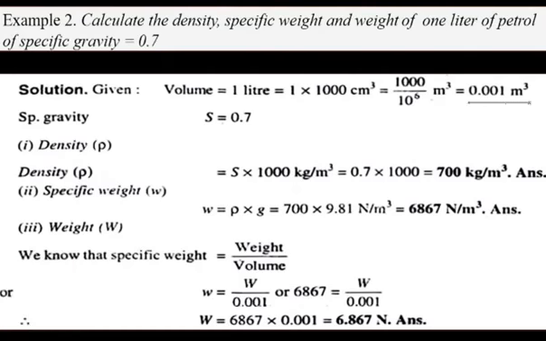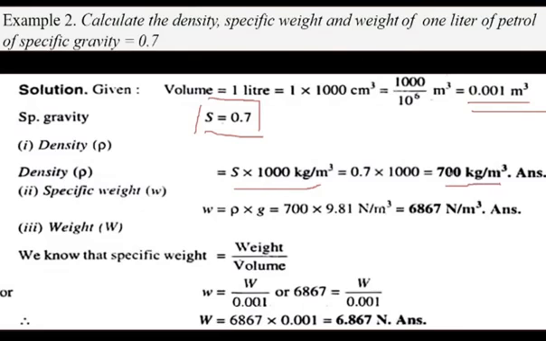So 1 by 1000 meter cube is just a conversion from centimeter cube to meter cube. Okay, specific gravity is given as 0.7. What we have to find is density. In the example I have shown how, if specific gravity is given, we will find density. We just multiply with the density of water, that is S into 1000 kg per meter cube. So 0.7 into 1000 gives 700 kg per meter cube.